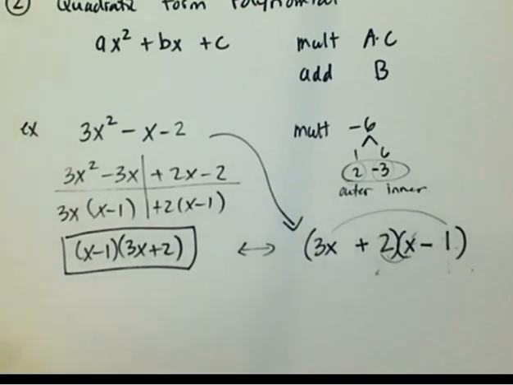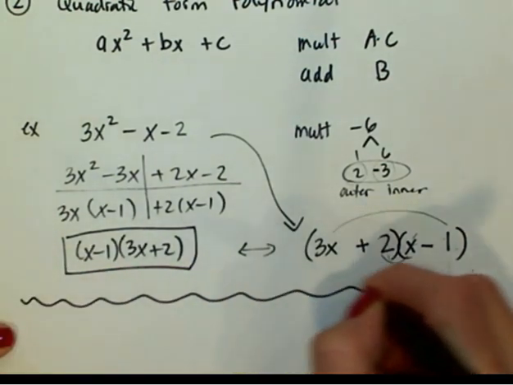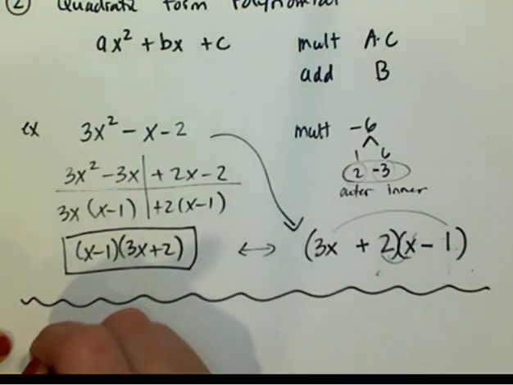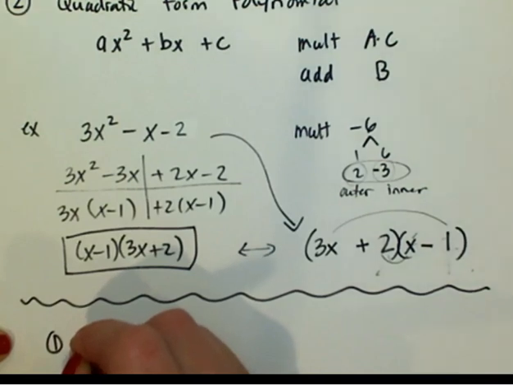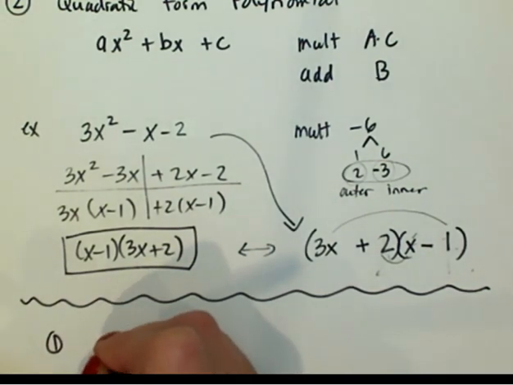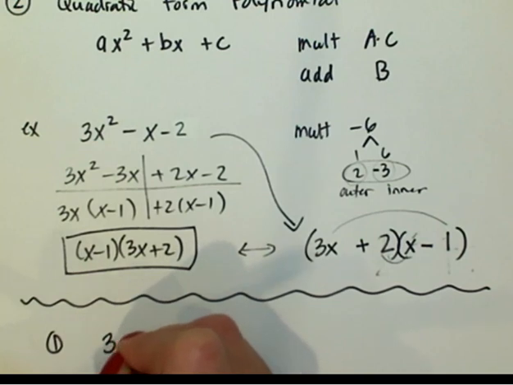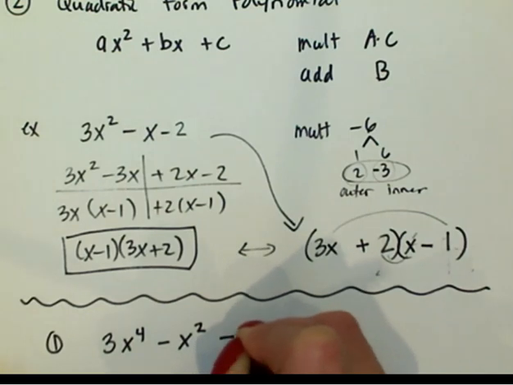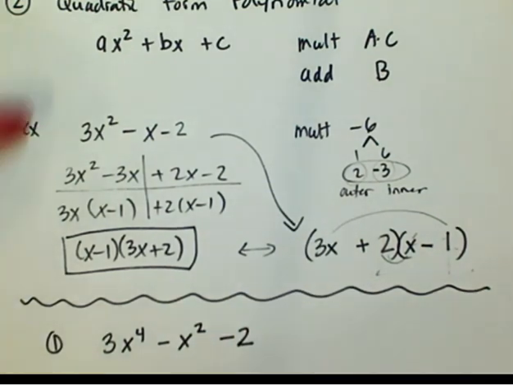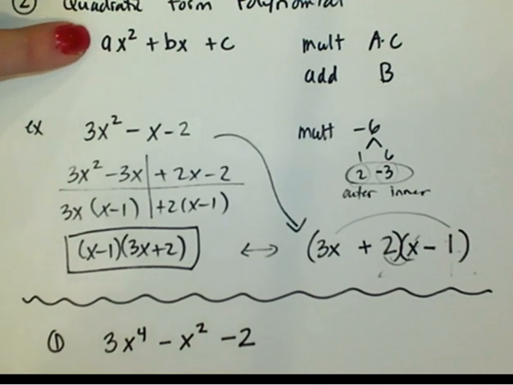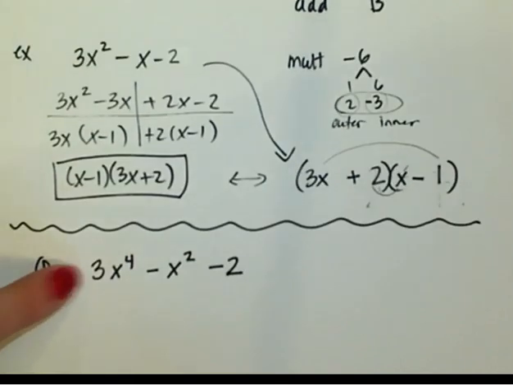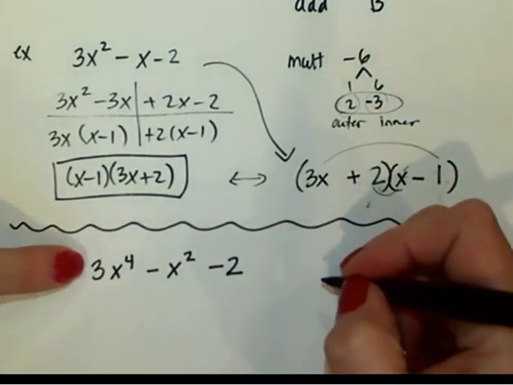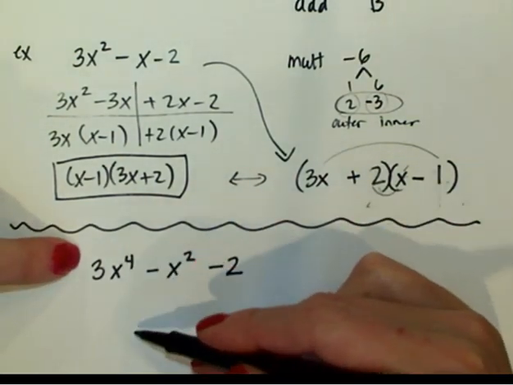The reason this is in this unit is we're going to look at a higher degree polynomial. Consider if 3x to the 4th minus x squared minus 2. Notice that the quadratic has 3 terms and that this quartic has 3 terms also. What I would like to do is make a substitution in order to get this 4th degree back down to a quadratic.